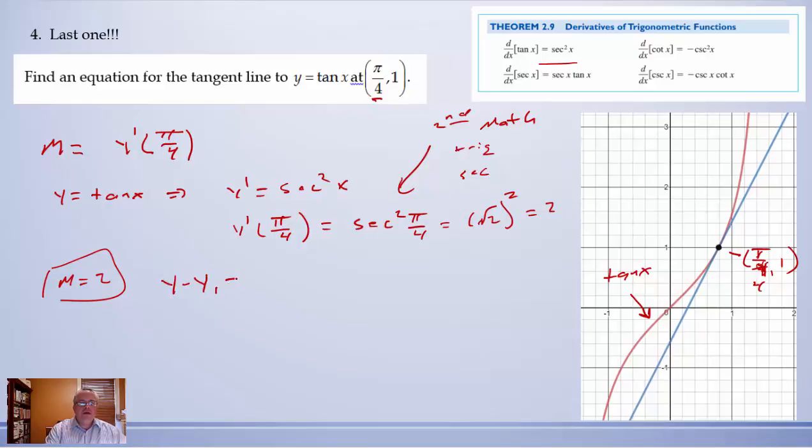Now we can just use point slope form. Y minus y1 equals m times x minus x1. So we get y minus 1 equals the slope times x minus pi over 4. And I'm okay with you leaving it like that. All right, now the strategy for finding the equation of tangent line, because this could be really confusing, is first find the derivative. Second, evaluate it at the point. And third, use it in point slope form.